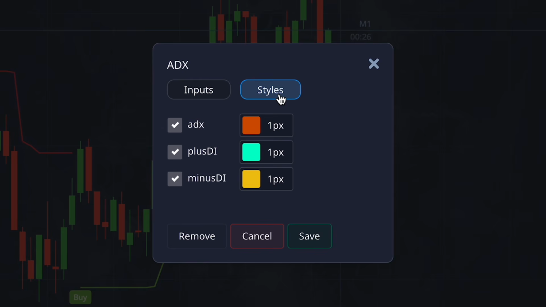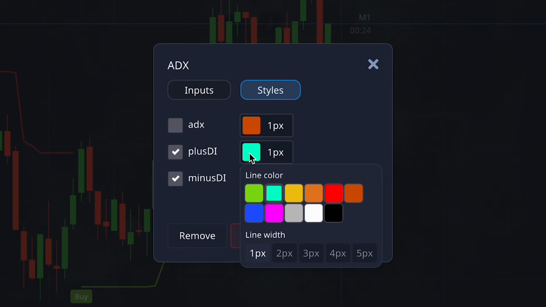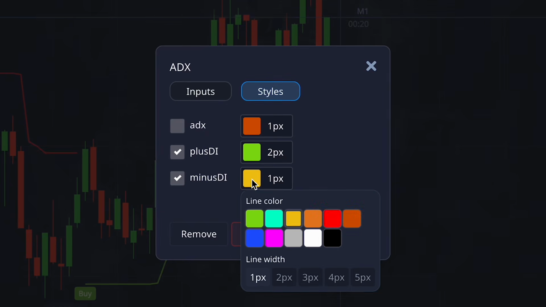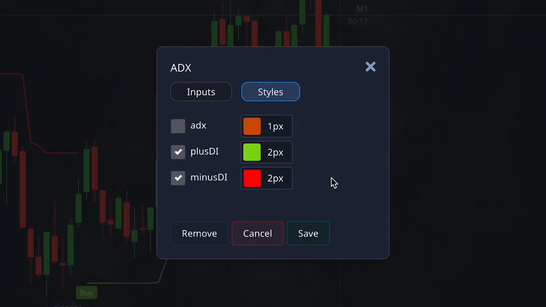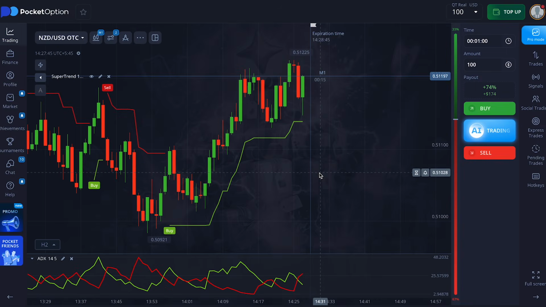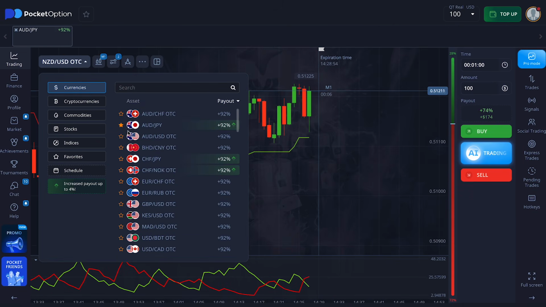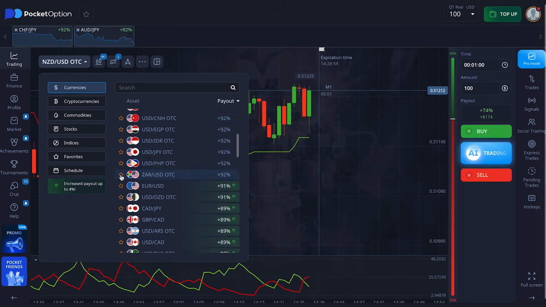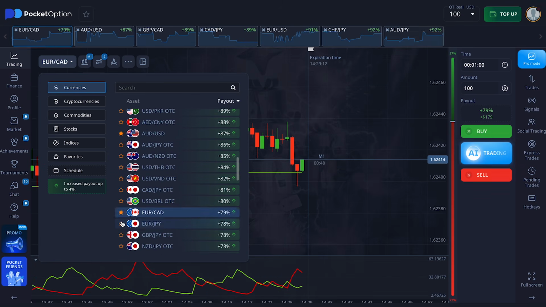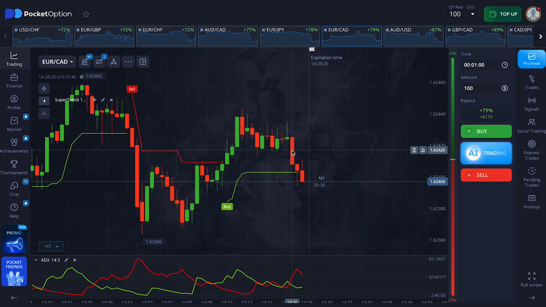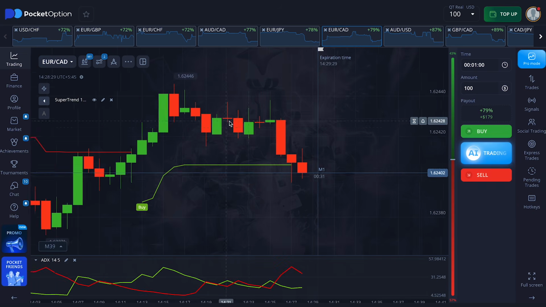And yeah, now let's go to the style and disable the ADX line. Let's make the plus DI green with 2 pixels and the minus DI red with 2 pixels. And yeah, that's all, and save it. Okay, that's the indicator. Now at last, let's choose the best currency pair with more than 80% return. Okay, now I will be back after a few seconds, after I get a perfect timing to open a position.